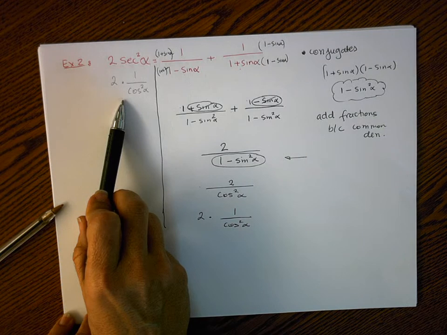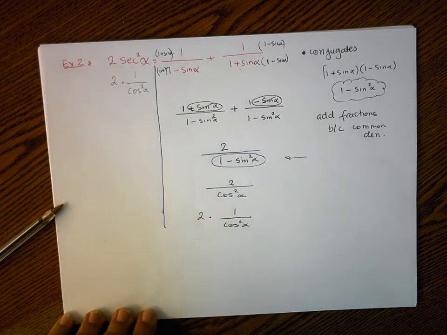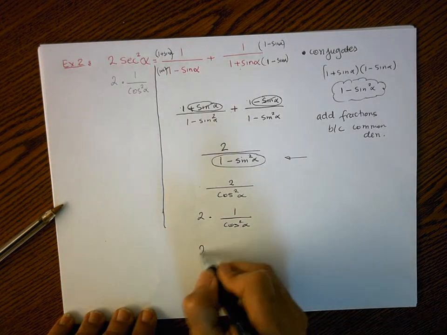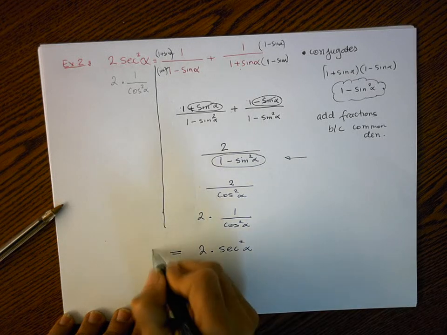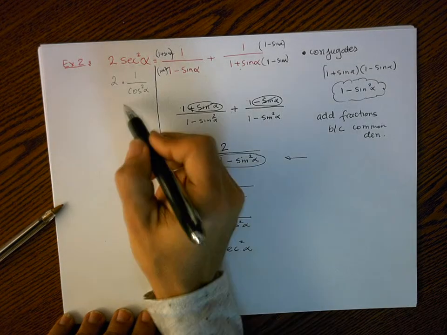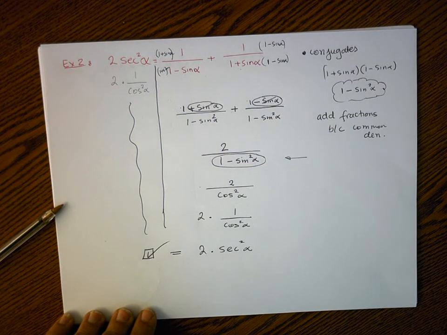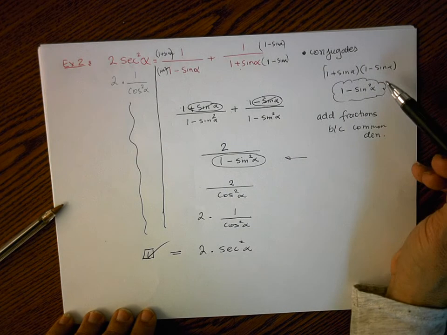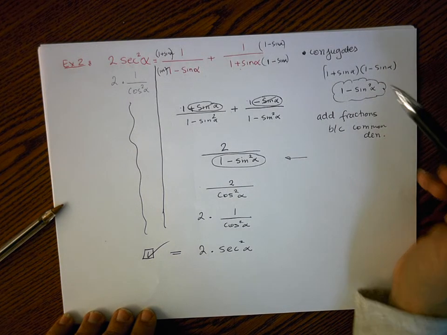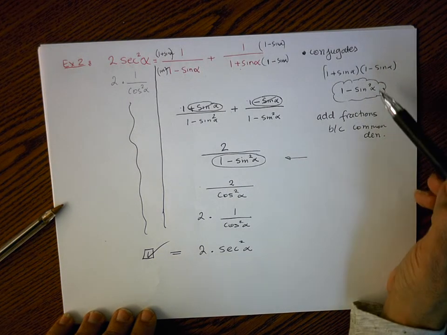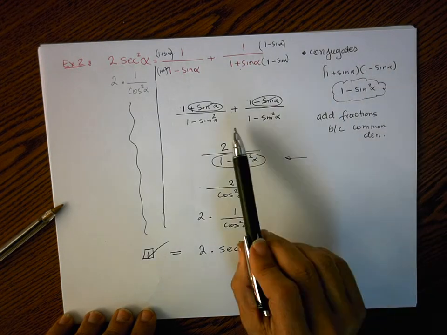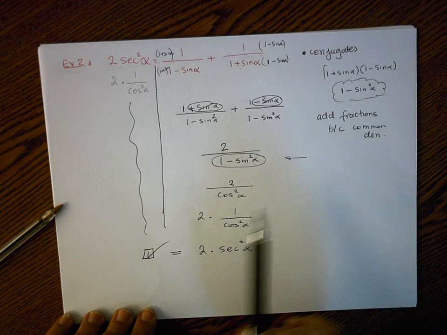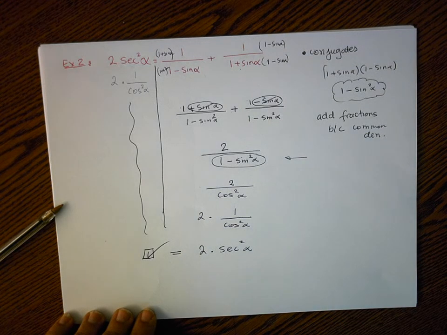2 times 1 over cosine squared alpha. So this is 2 times the secant squared of alpha, which does equal this other side over here that we were already staring at. It worked, okay? So as you can see, conjugates will show up all the time, and conjugates give us the same common denominator, so we can add or subtract fractions. In this case it was adding, combining like terms, and then boom.